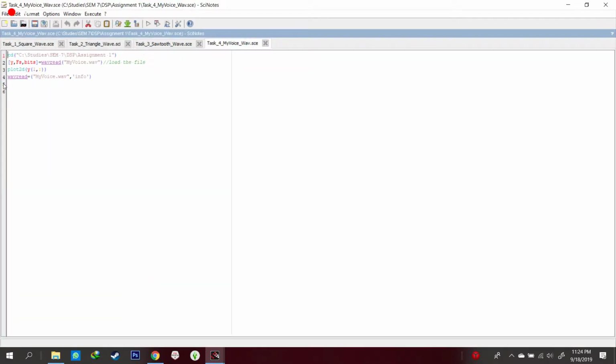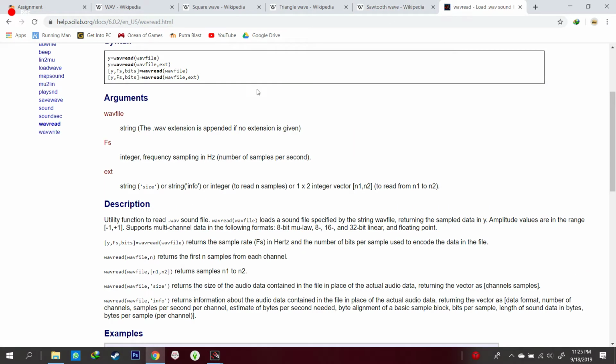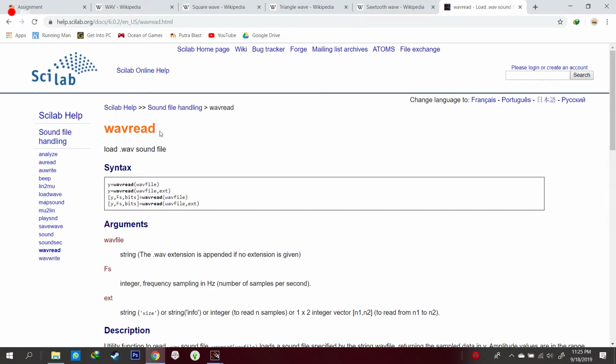The coding is just simple. CD is where we're going to find the file. We're going to search the file. We're going to put the directory of the file for CD so that Scilab will find our files. And this is why FS bits is there, because in the assignment we have to print the file sampling frequency and the bit rate. So actually this is the wave read.